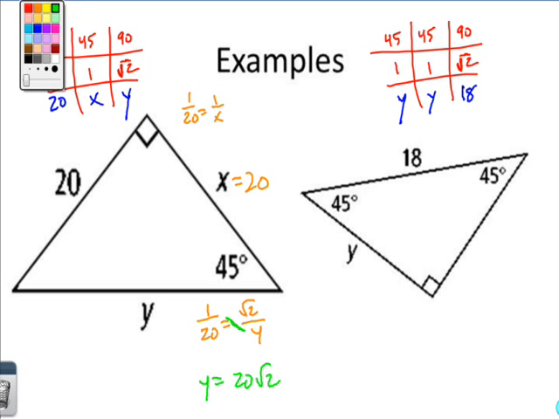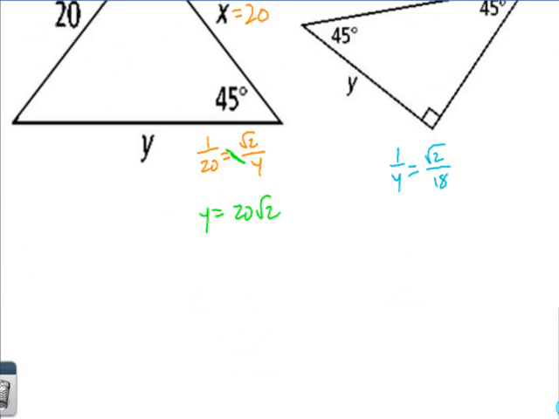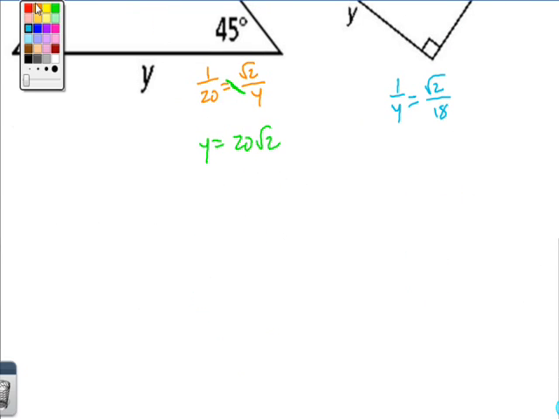It gets a little more complicated when we have to find the hypotenuse, only because we're going to have to rationalize the denominator. So the y is what we're looking for. 1 over y equals the square root of 2 over 18. 18 times 1 is 18.